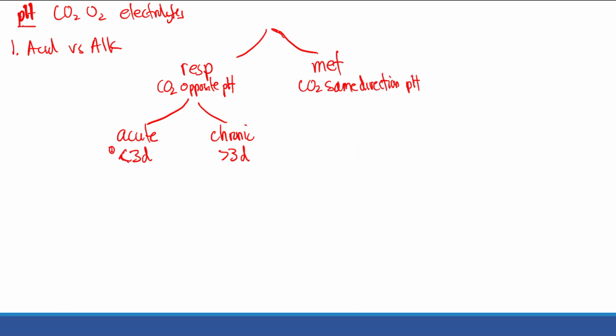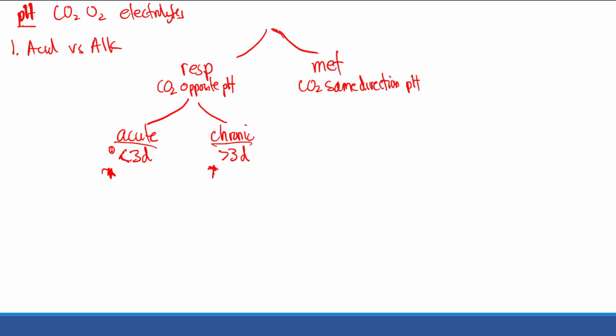He's been breathing like this for a long time. It's been 4 days since it's been happening. And they're going to ask you, what is his pH? What is his CO2? What is his bicarb going to be? And you want to know whether it's acute or chronic so you can figure out whether the bicarb will be normal here or if it's going to be compensated. And in this case, it would be decreased. So that's why you want to know acute versus chronic.